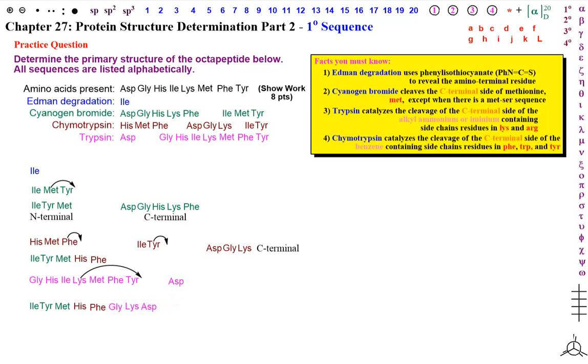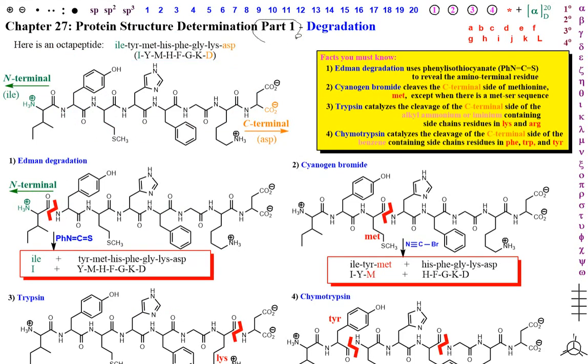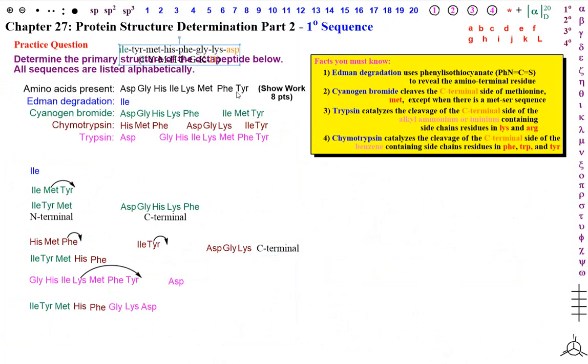This should look familiar. In our previous video, we started with this octapeptide with that sequence. Won't be happening on a test that you do this one followed by the next one. You'll probably just do the next one, which is the one we're working on right now. We have isoleucine, tyrosine, methionine, histidine, phenylalanine, glycine, lysine, aspartic acid, or aspartate, depending on your pH mood. And that is that, and we have finished with our protein structure determination part 2 series, and I hope this has been useful.